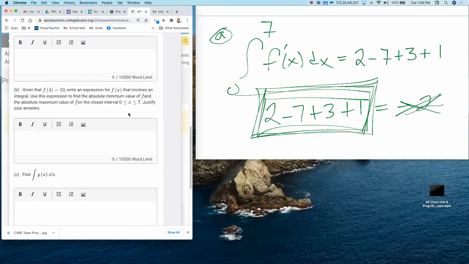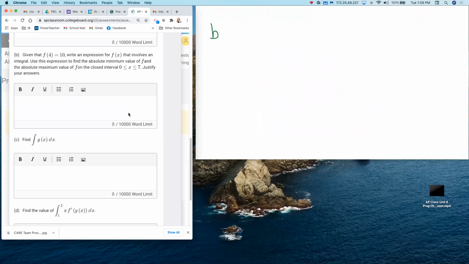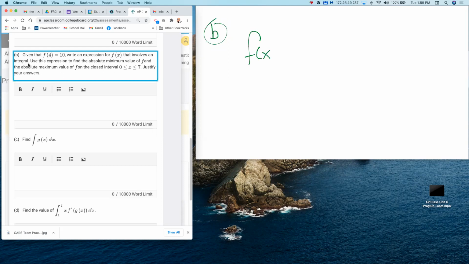It looks just fantastic. All right, now let's look at part B. Part B confused some people, but it says, given that f of 4 equals 10, write an expression for f that involves an integral. What that was is f of x is equal to 10 plus the integral from 4 to x of f prime of t dt. That is the equation that you're going to use.